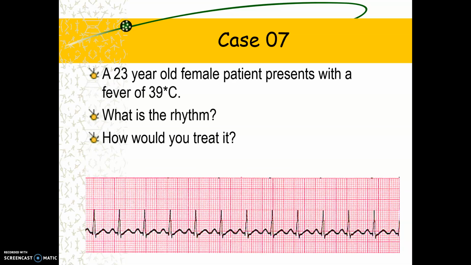Here's a patient with a fever. Again, the rate is 300 over 2.5, which is about 120. It looks regular. The QRS complexes are regular. There's a P before every QRS, and the PR interval is about 4 small squares, so again, normal. This is sinus again, but it's fast. Sinus tachycardia. How do you treat a sinus tachycardia? Really, you treat the underlying cause.